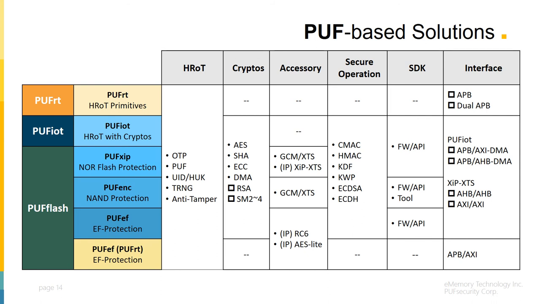The table on this page shows the current IP products provided by PUFsecurity, including PUFrt, PUFiot, and PUFflash related solutions. First, PUFrt provides an integrated macro with interface, control logic, secure OTP, true random number generators, and PUF. PUFiot, as a secure companion IP, provides a PSA PUF-based enclave for providing comprehensive secure operation. PUFflash is a solution, as I mentioned on the previous two pages. It's PUFiot plus the corresponding accessory IP to protect different flash memory types. According to different architectures, bus, and required algorithms, there are different options that can be configured and customized.